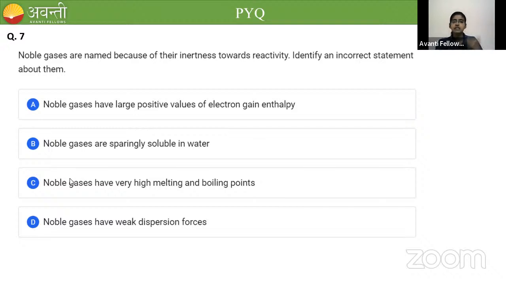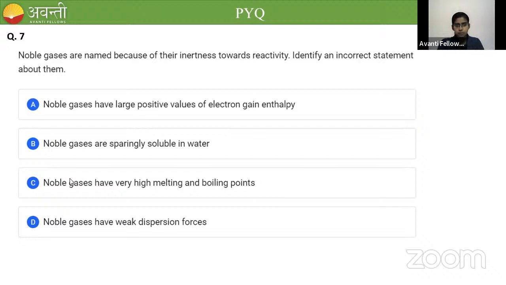Or we can say it the other way around also. We can say that we can add that electron easily to that atom. But since noble gases have a large positive value, a positive value denotes that we are not able to add an electron to noble gases. That is correct because they are already completely filled. They already have a completely filled, balanced shell. So the addition of an electron is not favorable. That's why they have the large positive value. So option A is the correct statement.